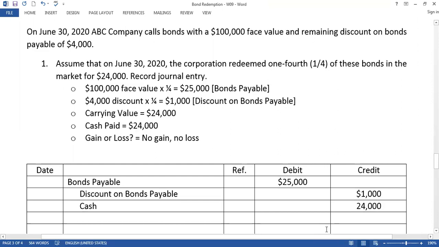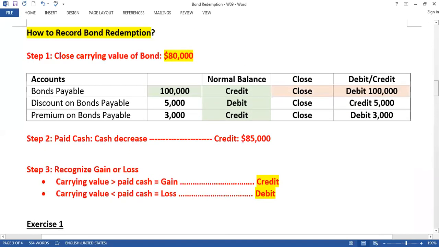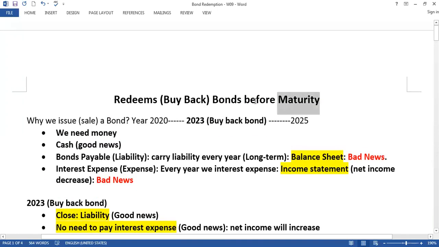So do you have any questions? This is a very important topic for bond valuation: how to record buying back or calling back the bond.